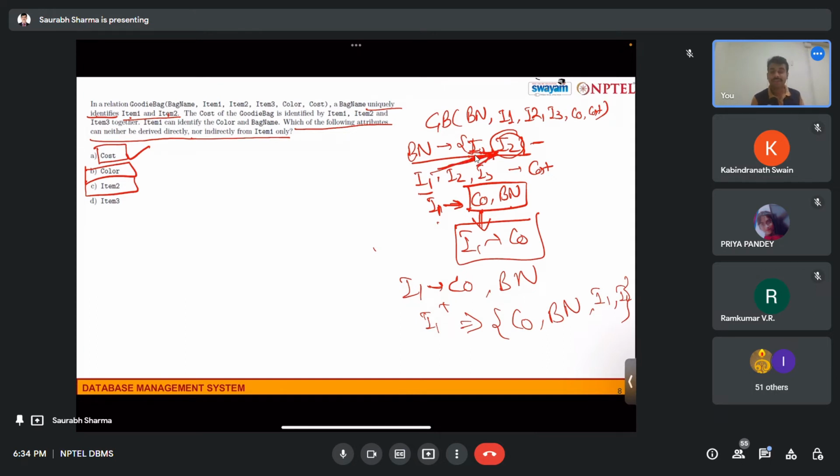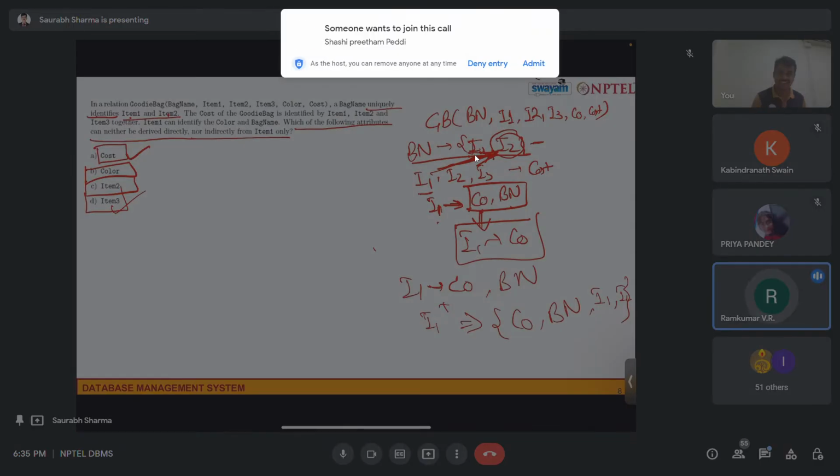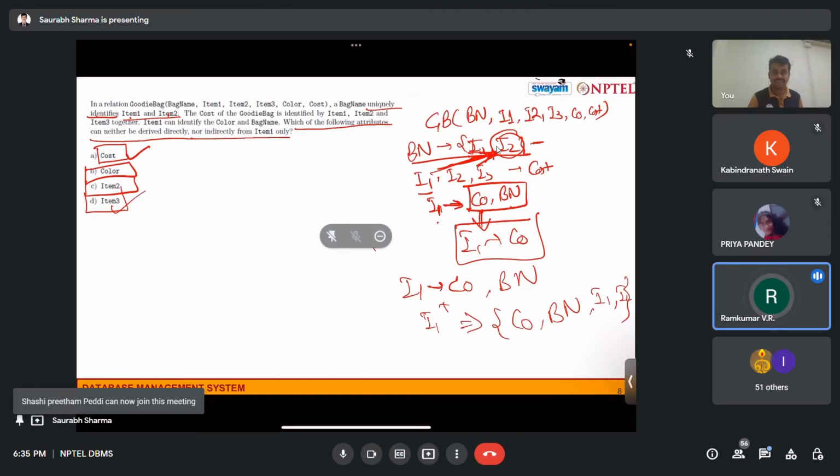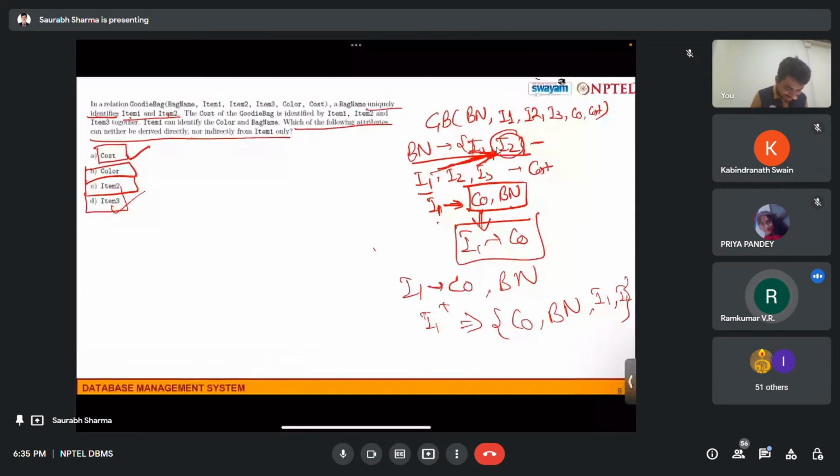Am I right? Can anyone discuss with me? A and D. How? So item 3 cannot be derived from anything. Oh, yes. Sorry. Item 2 can be derived from goodie bag. Okay, sir. Yeah.